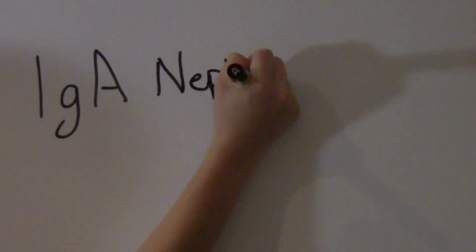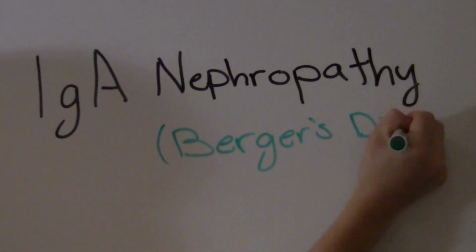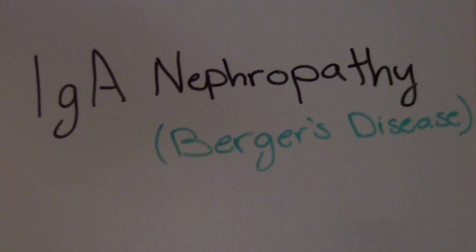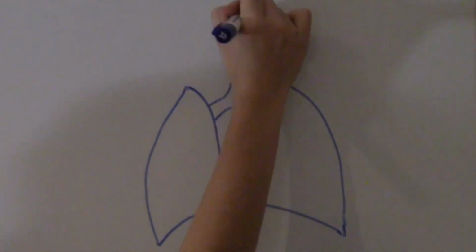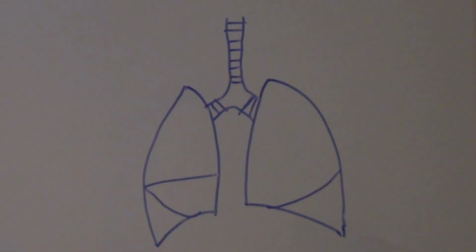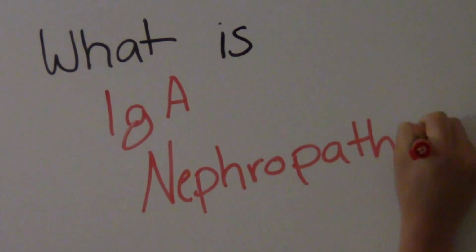IgA nephropathy, also known as Berger's disease, is the most common form of glomerular disease in the world and can eventually progress to kidney failure. Although it is likely that there are some contributing genetic factors, the cause of IgA nephropathy remains unknown. Interestingly, the onset of the condition may be associated with mucosal lining infection, such as that of the upper respiratory tract. So, what actually is IgA nephropathy?